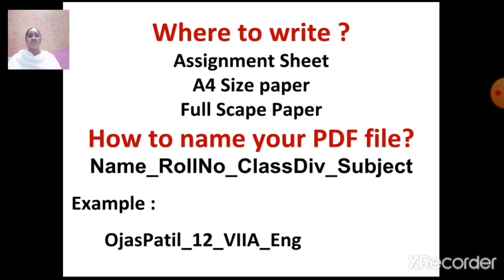Like for example, if the child's name is Ojas Patil, you will write OjasPatil and you will not leave any space between name and surname. Then underscore, and then you will write your roll number. For example, I have written 12, but you will write your own roll number. Then is class, that is 7th, in Roman numerals, 7th A or B or C. Here again you will write your class and division. Then you will write ENG, which is for English.